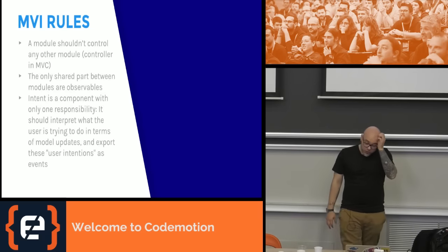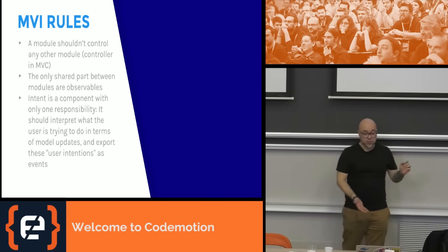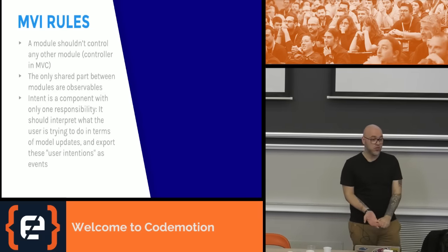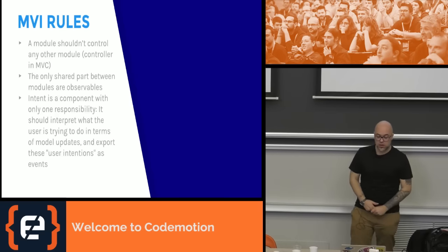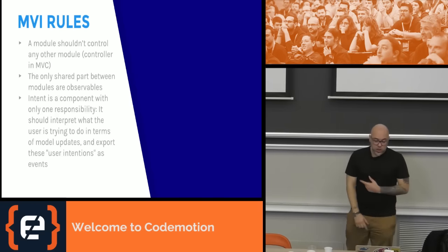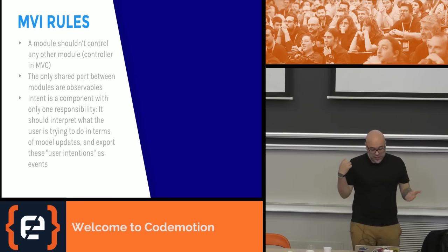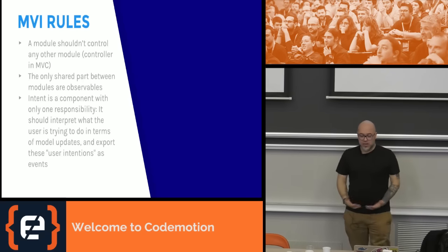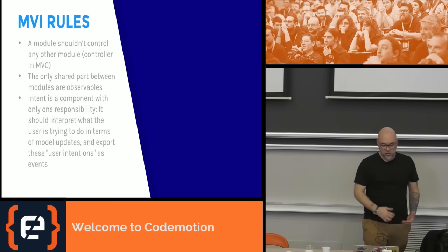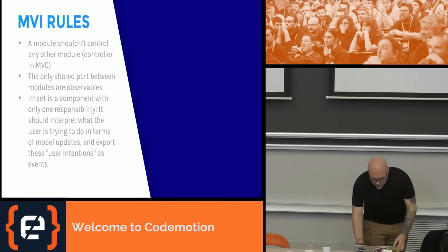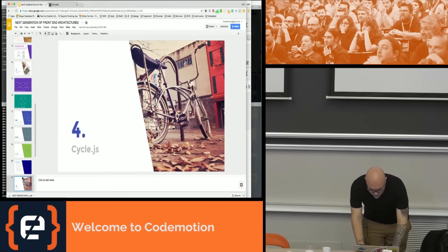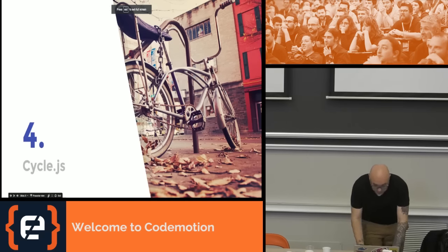There are really few rules for MVI. The model shouldn't control any other module because they communicate only through observables, like we saw before in the bingo example. The only shared part is the observables, as I said, and the intent is not something particularly complex. It's just a way to retrieve the data and the interaction from the user and translate them into something that is familiar for the computer. So before we move on, I will show you the next example.